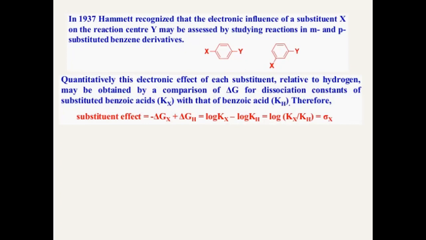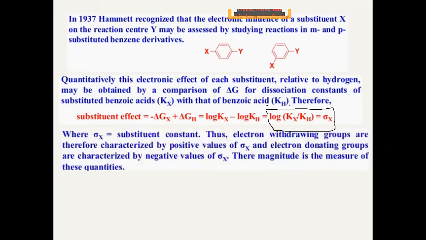So this equation is given. You need not remember the whole thing. You just focus on this much. That's it. Finish. That's all. Okay. So this can be log kx minus log kh, both of them. So the substituent effect can be shown like this. The free energy change of the substituted benzoic acid and the free energy change of the benzoic acid is equal to this one.